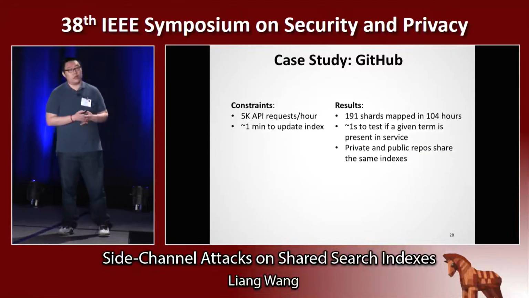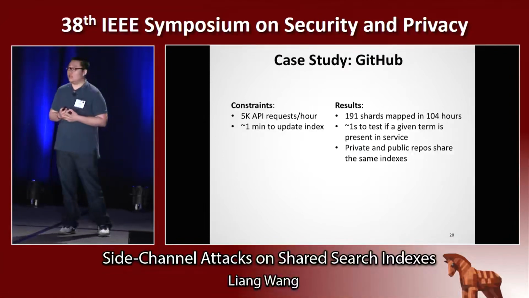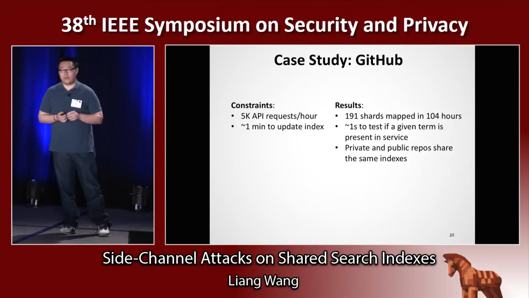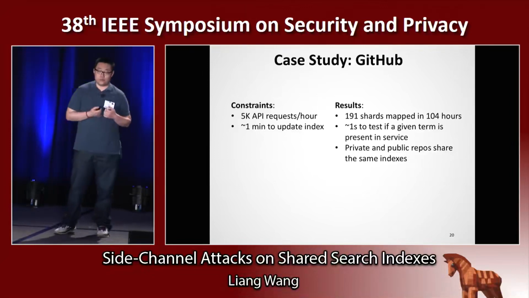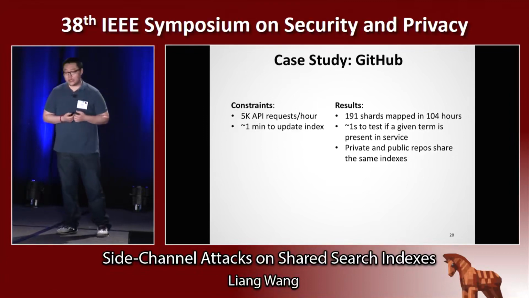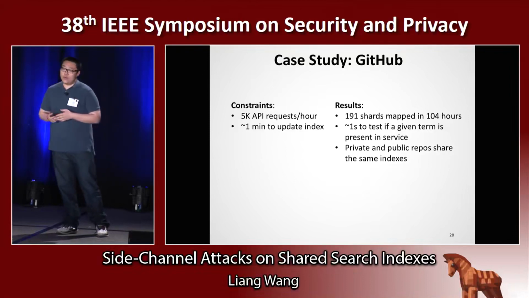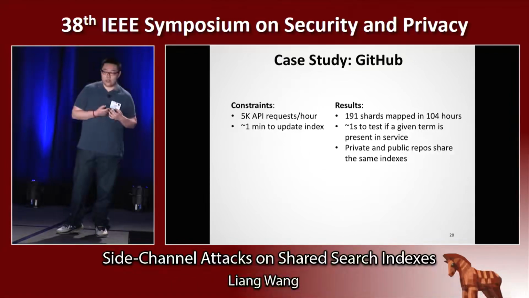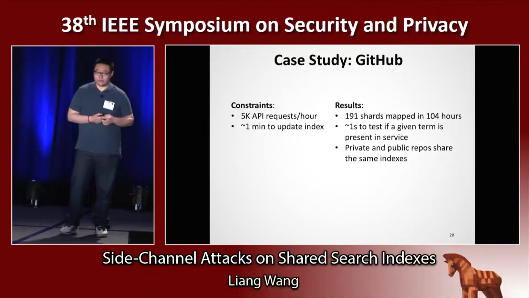Even though there are some constraints on GitHub, we can send 5,000 API requests for a given account in a given hour, and it takes about 1 minute for GitHub to update its index. We still successfully found 191 shards in about 100 hours. Then, using the resulting shard map, we are able to test if a given term is in any documents on GitHub in about 1 minute.